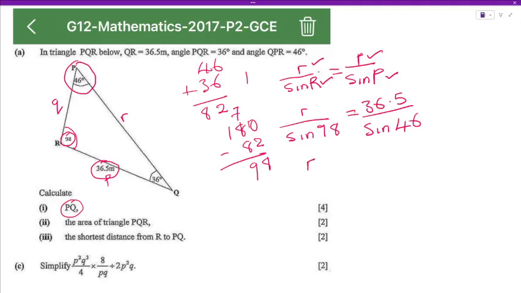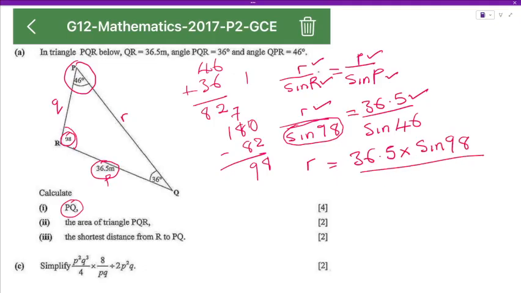Okay, and then the shortcut I showed the other class is that initially here you're supposed to cross multiply in order for you to make R the subject. But the simplest is simply get this value and then you multiply it with the numerator up there. So meaning it's going to be 36.5 times sine 98. And then you maintain the denominator, which is sine 46. Okay, now we have made R the subject.